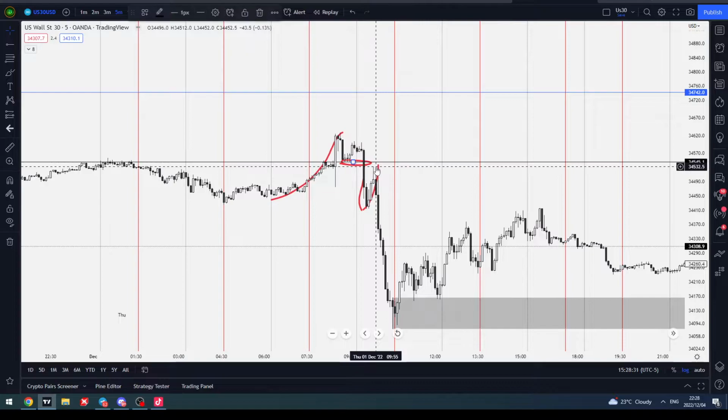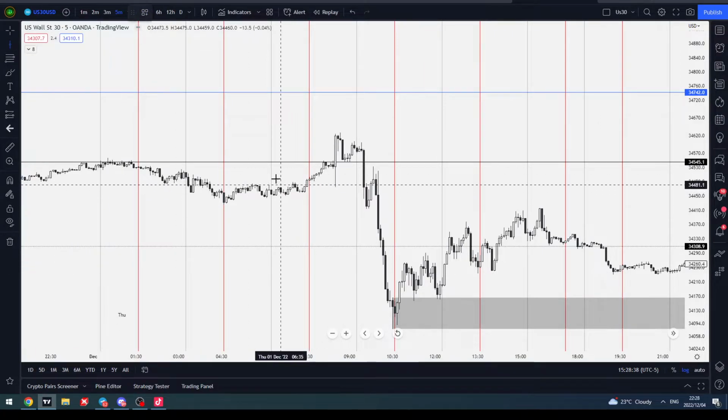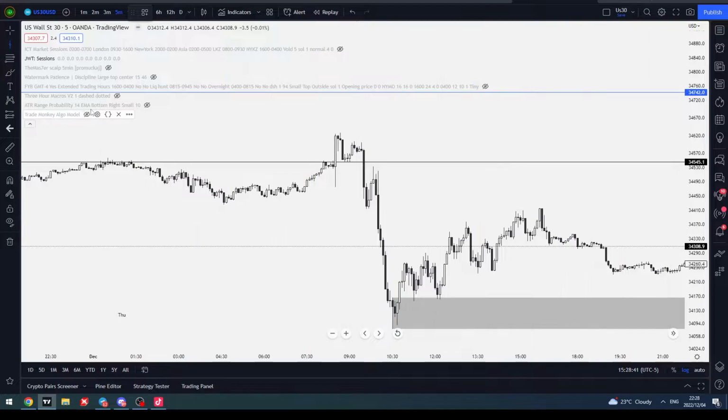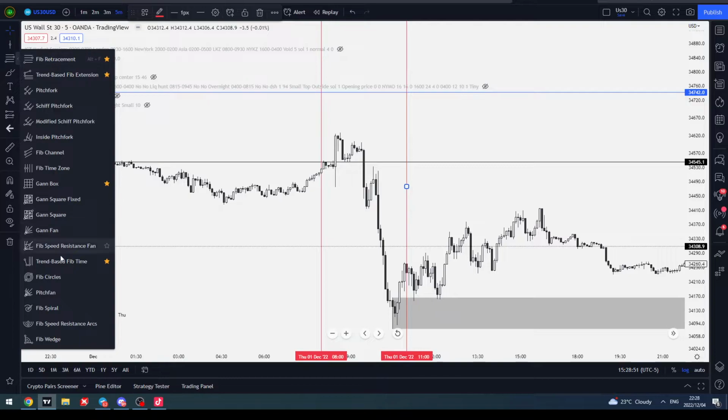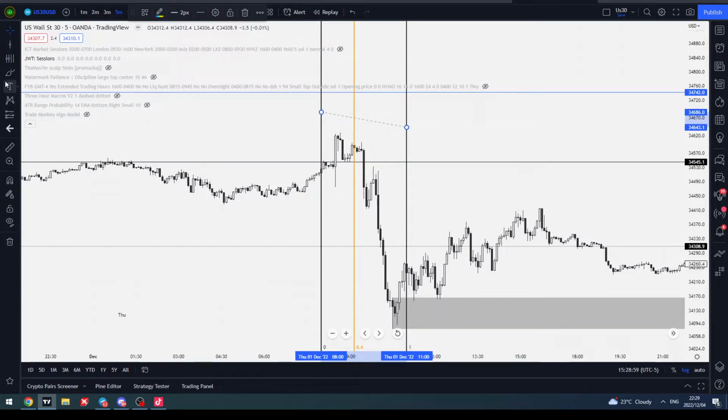Now if you took it a bit further, because these are 3-hour macros, and you marked off from 8 a.m. to 11 a.m. and took a FIB time zone of that here to here, you can see that your 9:12 period falls here. That's where you're expecting reversals to happen.